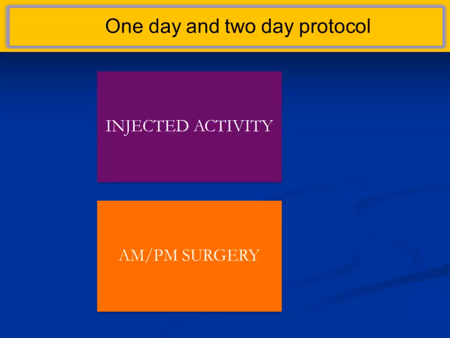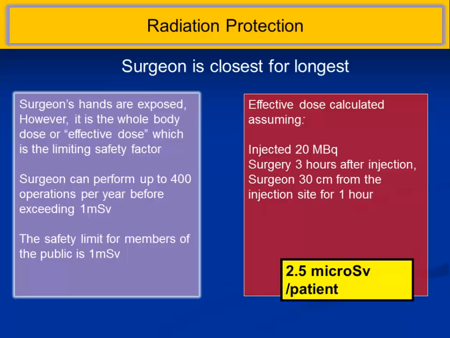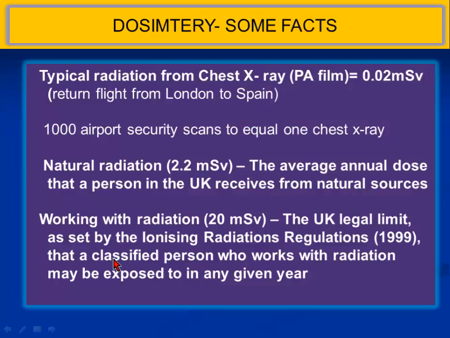Radiation protection, as I said, the surgeon's hands are exposed, but the whole body is more important. A surgeon can safely perform up to 400 operations per year, and the safety limit for the public is about 1 millisievert. Now the most important thing is the typical radiation from a chest X-ray is about 0.02 millisievert, similar to a return flight from London to Spain. So 100 airport security scans is equal to 1 chest X-ray. So if you travel 100,000 times a year, 1,000 security checks, the radiation you get is just 1 X-ray. So you should not worry too much about radiation.